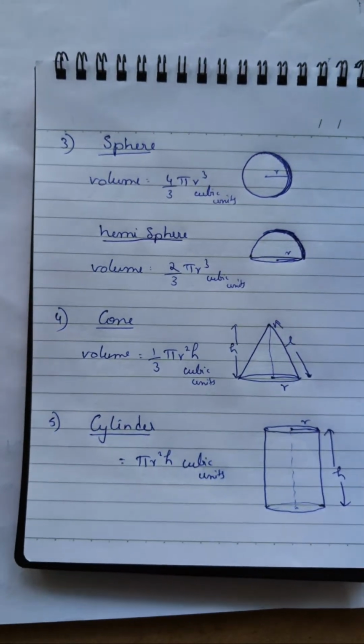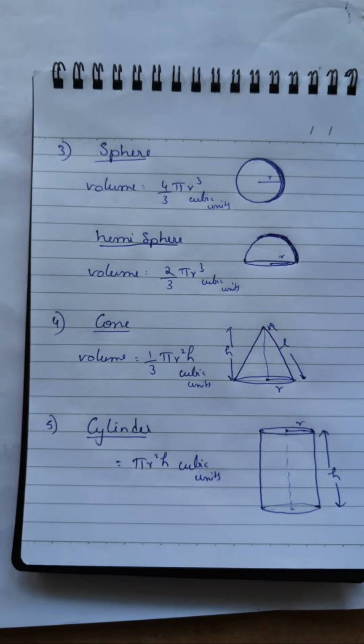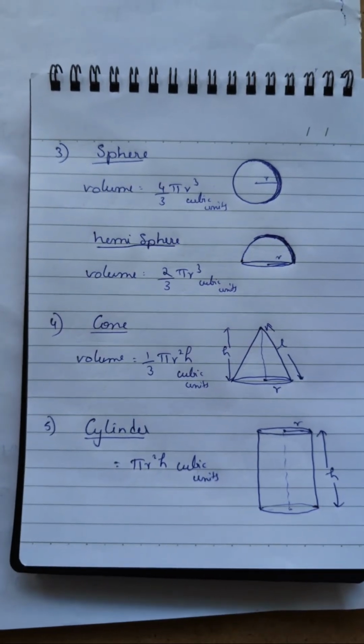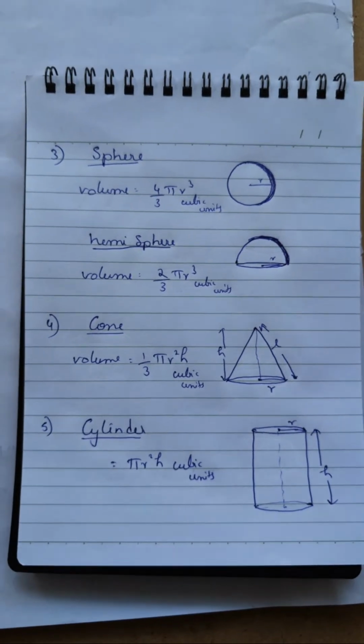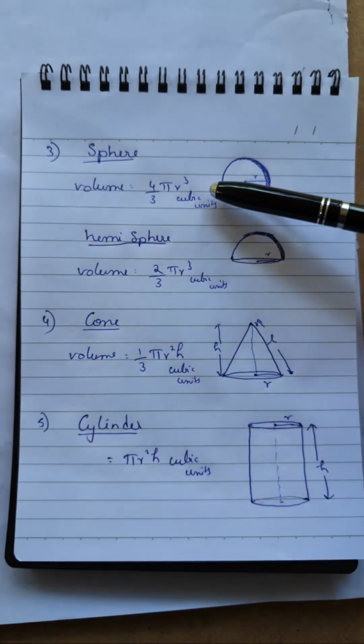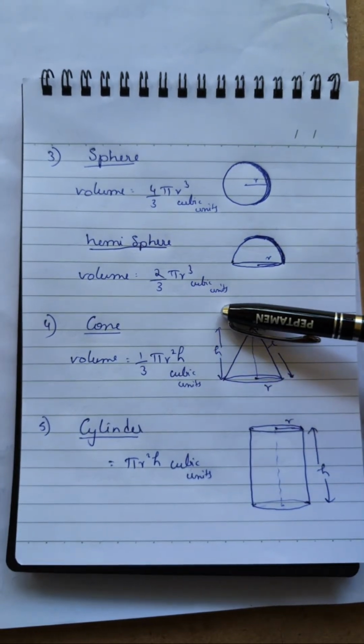Let's see for sphere, what is the volume? So volume of a sphere, we can find it as 4 by 3 pi R cube cubic units. Whereas the volume of a hemisphere is nothing but half of the sphere, so just dividing the volume of the sphere by 2, it will become 2 by 3 pi R cube cubic units.